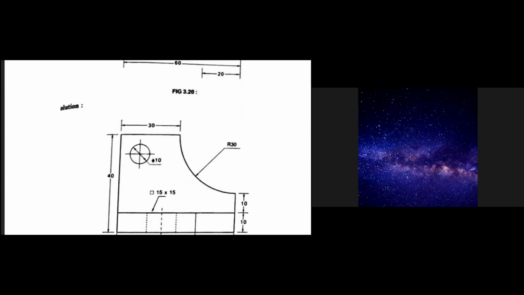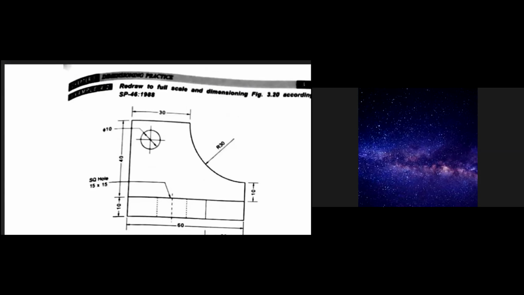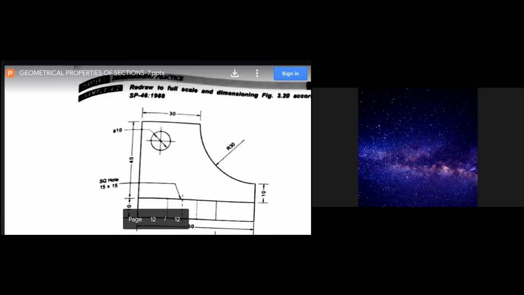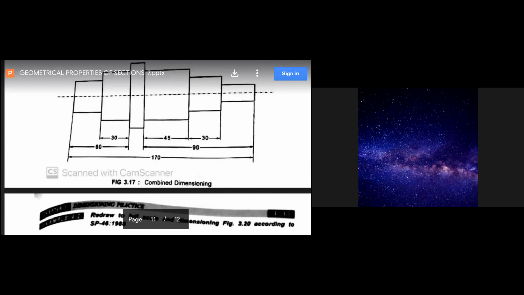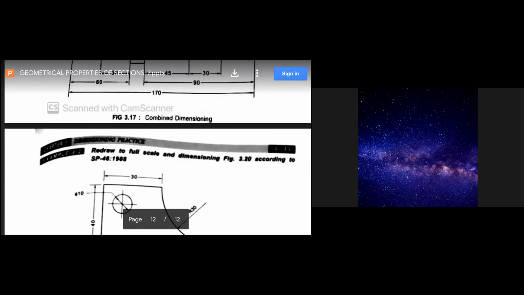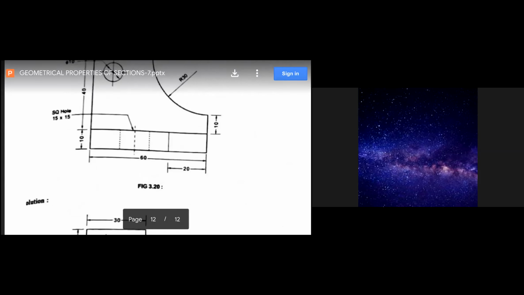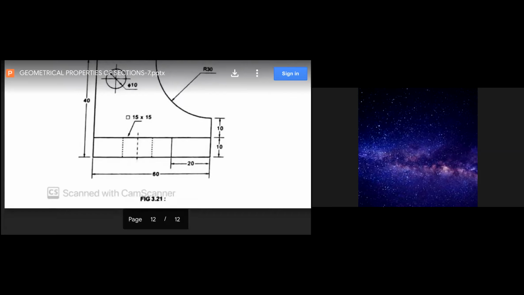We'll stop here. In dimensioning practice, first you have to know what a dimension is, then the elements of dimensions, and the arrangements, that is the methods of arranging dimensions. Okay, we'll stop here.